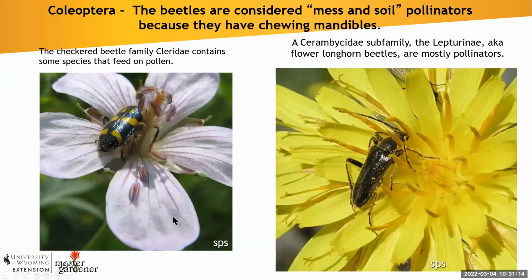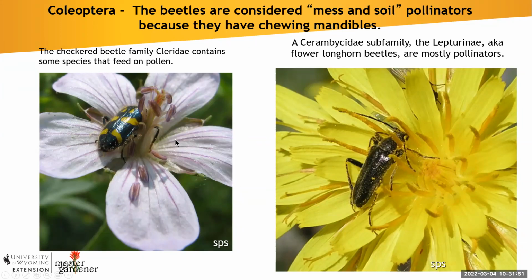The beetles are considered mess and soil pollinators because they have chewing mouthparts. And so on the flowers that are adapted to using them, they will often have kind of sacrificial parts that attract the beetles, and in the process, they do pollination. So the flower longhorn beetles often have a very hairy thorax. As they move around on the flower and chew on things and feed, and then move to the next flower, they can do pollination. And they don't really destroy the part of the flower that develops the seed.